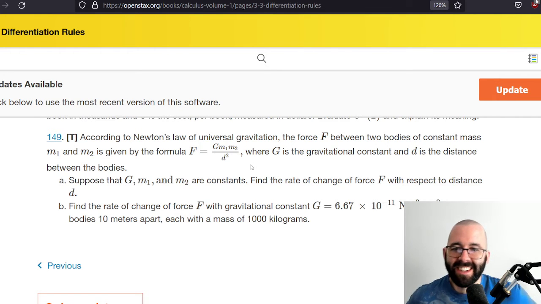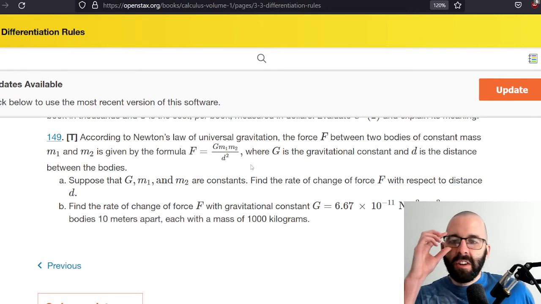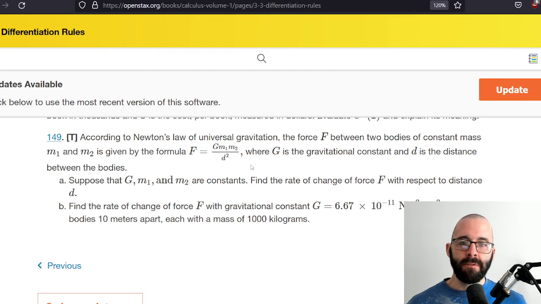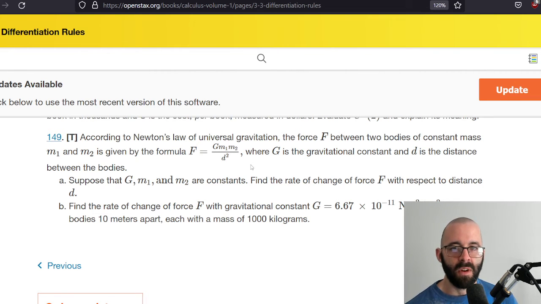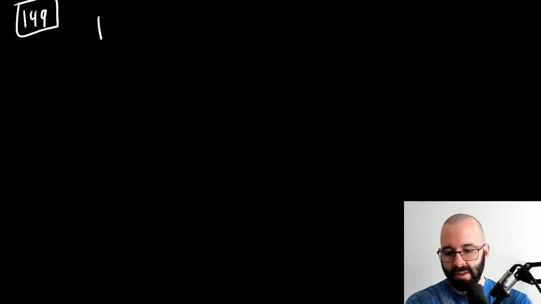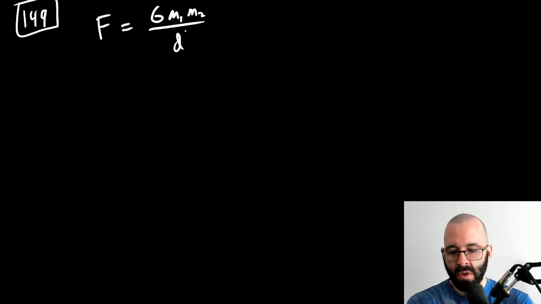Oh, everyone's favorite, physics. According to Newton's law of universal gravitation, the force F between two bodies of constant mass, m1 and m2, is given by that formula, where G is the gravitational constant, 9.8 meters per second squared, or 32 feet per second squared. d is the distance between the bodies, and m1 and m2 are their constant masses. So part A, well, let's just write it down again. F equals G times m1 times m2 over d squared.